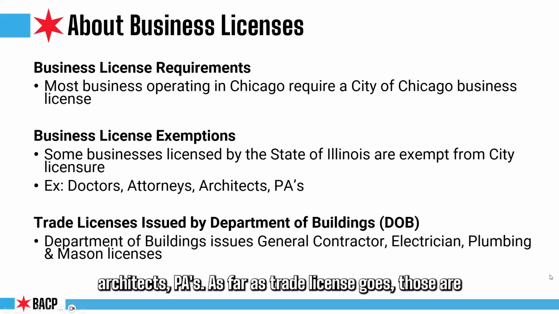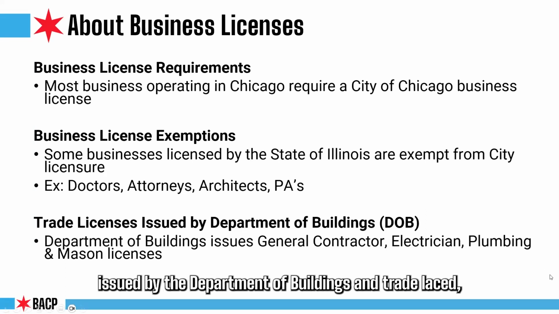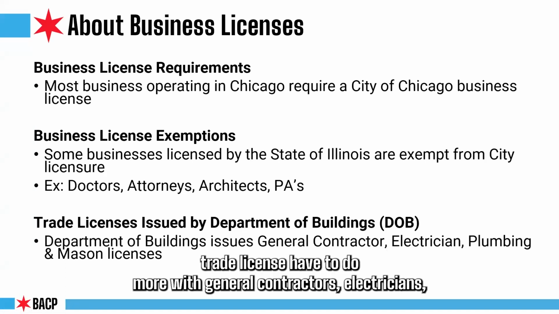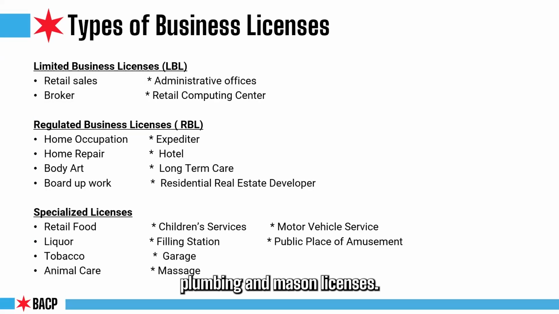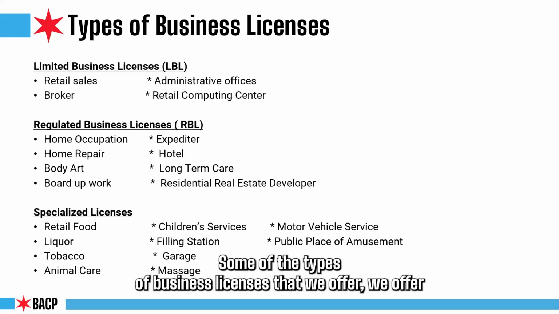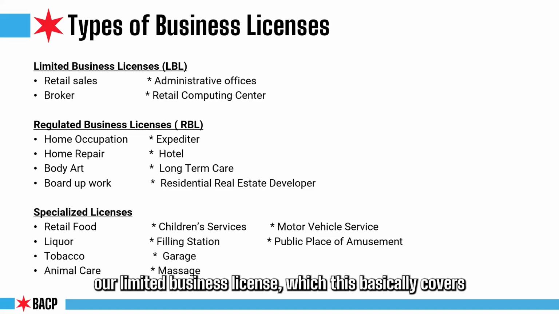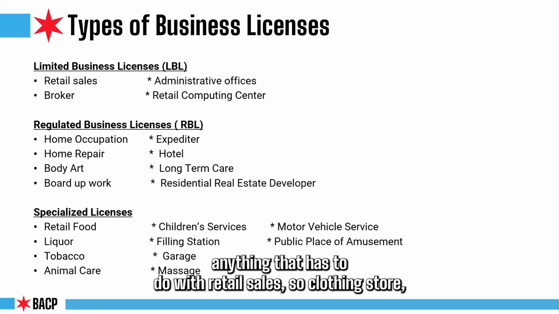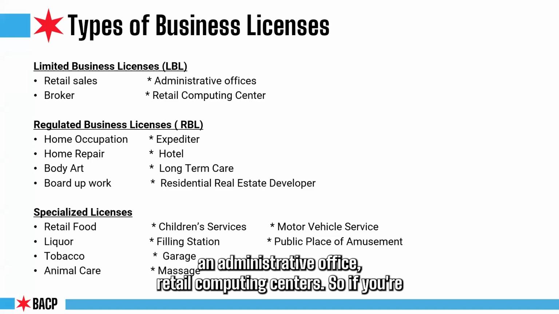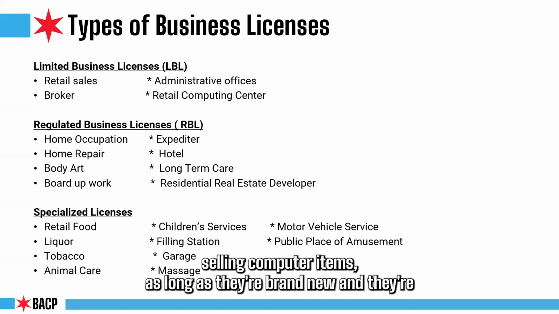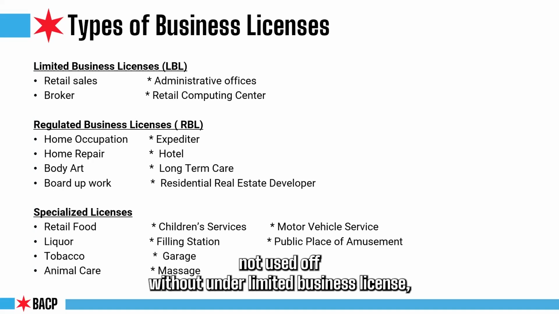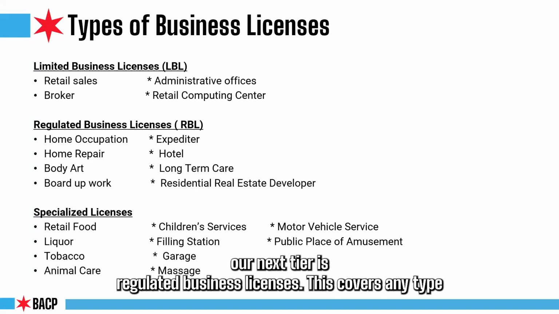As far as trade licenses go, those are issued by the Department of Buildings, and trade licenses have to do more with general contractors, electricians, plumbing, and mason licenses. Some of the types of business licenses that we offer are the limited business license, which basically covers anything that has to do with retail sales, so clothing stores, administrative offices, retail computing centers. If you're selling computer items, as long as they're brand new and not used, that would fall under a limited business license.